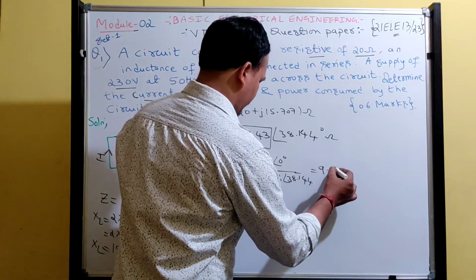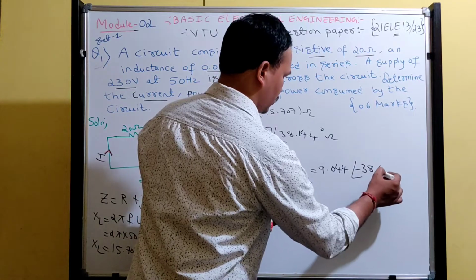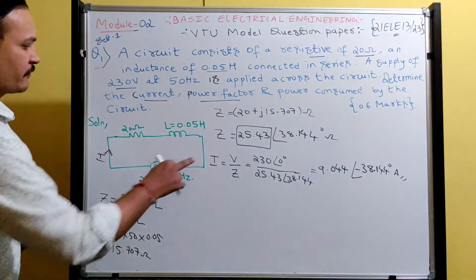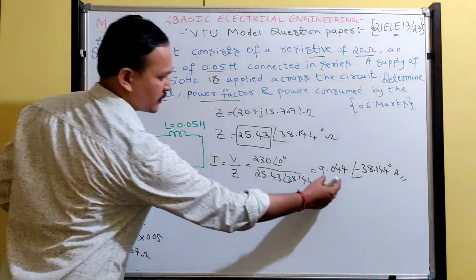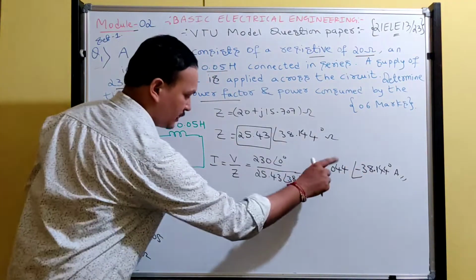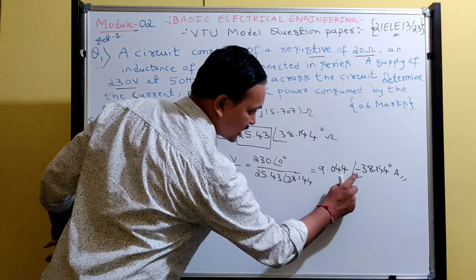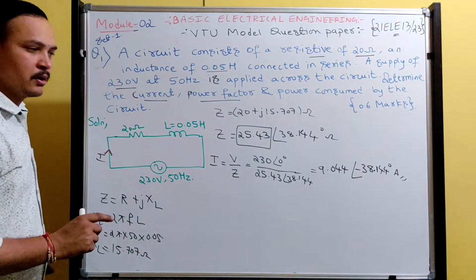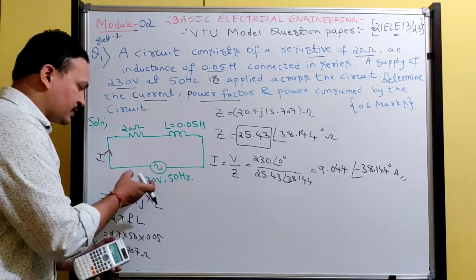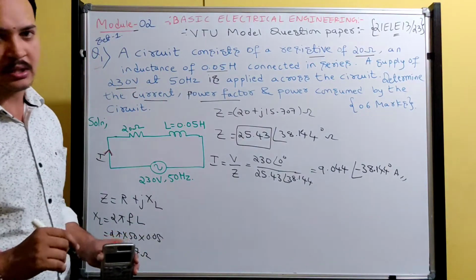So 9.044 at an angle of minus 38.144 degree ampere. This is the answer for the first question: what is the current in the circuit. This is the magnitude of the current and this is the angle of the current. The minus indicates that with respect to voltage, the current flowing in the circuit lags by 38.144 degree. In a series RLC circuit, if the reference is voltage, current always lags. The current angle you should get is negative for a series RL circuit.